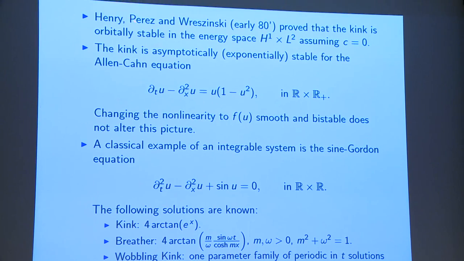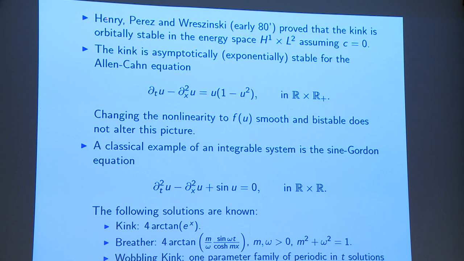In fact, there was a previous proof of orbital stability by Henry, Perez and Wreszinski in maybe '83. And they proved that the kink is orbitally stable also in the energy space, assuming that c is equal to zero. That proof is maybe a little bit more general because they prove it for other nonlinearities as well, but on the other hand, the fact that c is equal to zero simplifies the argument a little bit. In fact, the argument is almost trivial with that.